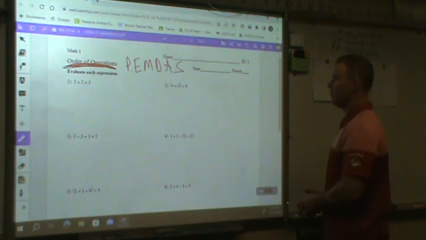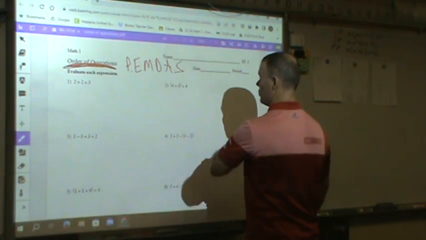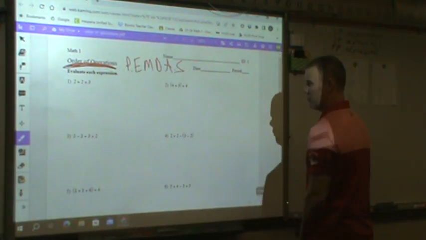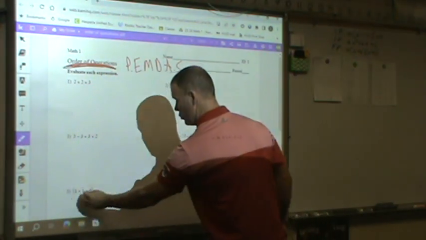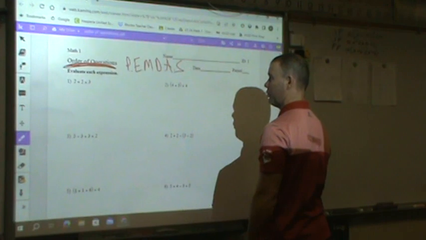We want to do anything inside parentheses first. So like in number 2, we want to do 4 plus 3. In number 4, we want to do 3 minus 2. In number 5, we have multiple operations. We want to do what comes first, left to right in parentheses.